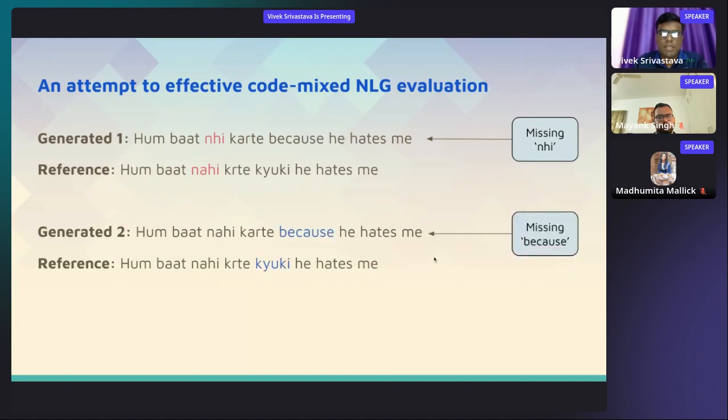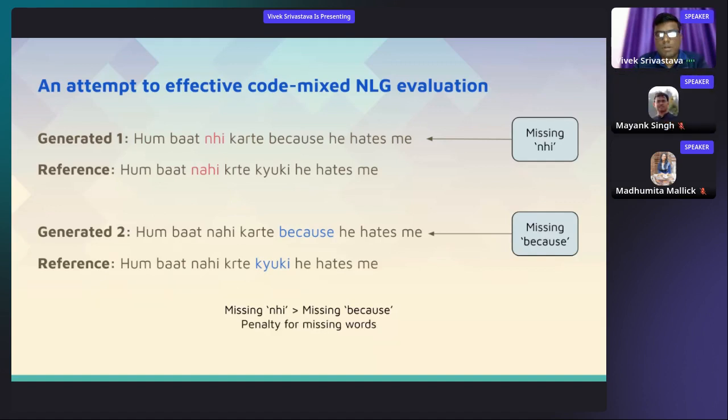And in the second case, what is happening is the word "because" is missing, because there is a corresponding word available, but it was there in some other language. And if you look at the generated sentence, you will realize that the importance of the word "nahi", which is missing here, is much larger than the word "because", which is missing. And we should not treat both of them equally when we do the penalty for missing words.